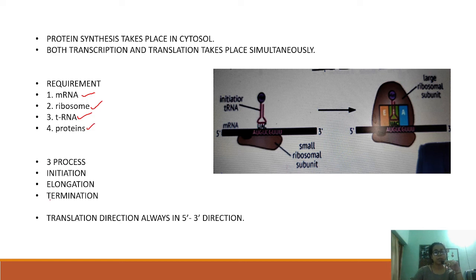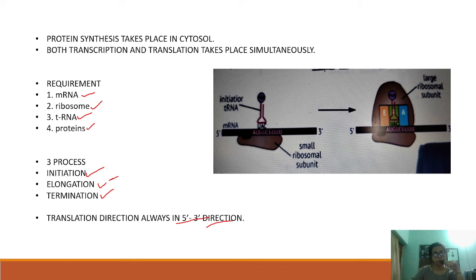Next, what are the three major steps? That is initiation, elongation and termination. And here also, translation always proceeds in the 5 prime to 3 prime direction. Next, you can see here, this is the overall process. I am just telling you, this is the small ribosomal subunit and this is the mRNA.